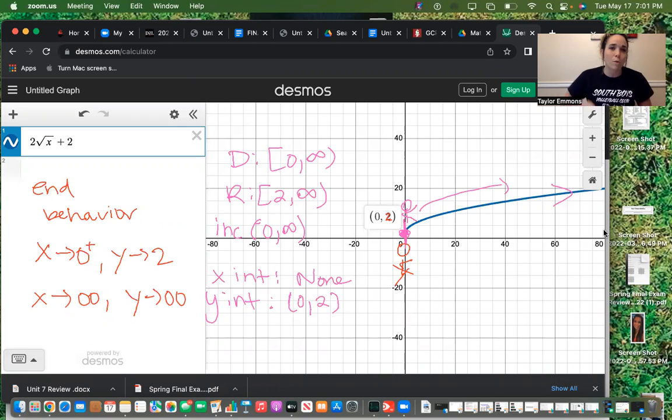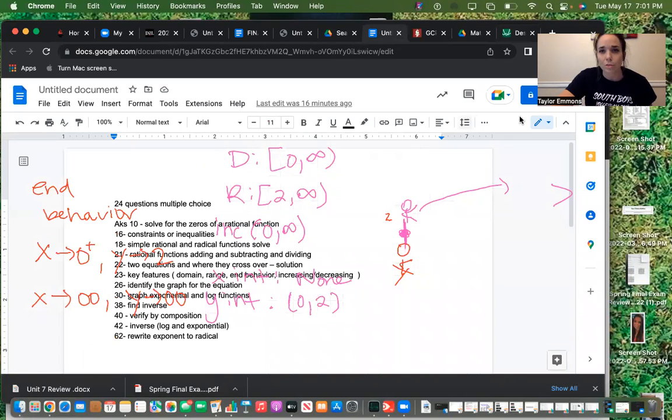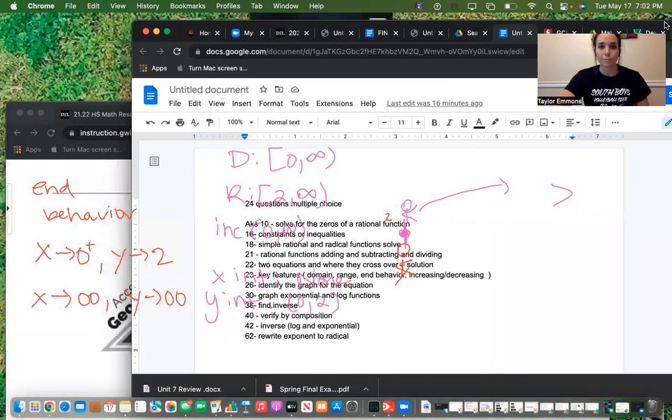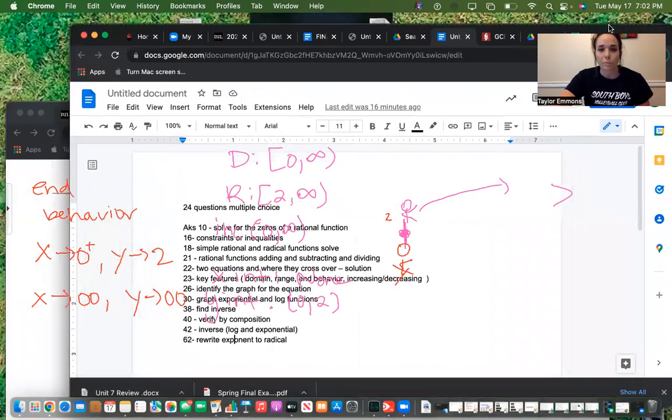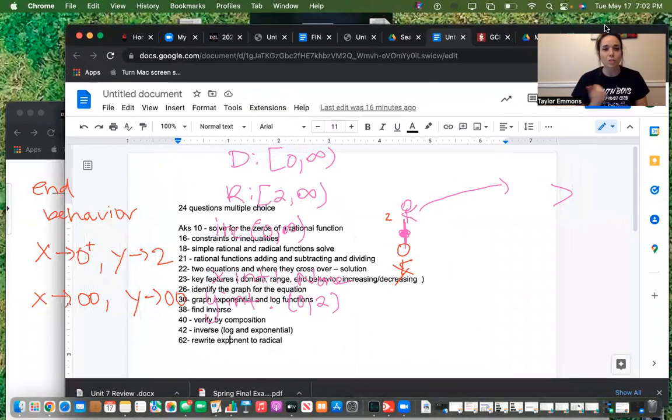Anything else y'all want me to go over? Looking back at this little chart or this little table. I don't want to erase that yet. We're good on rational functions. I think y'all will be okay on most of this; you can probably plug it into your calculator and kind of figure it out from there.